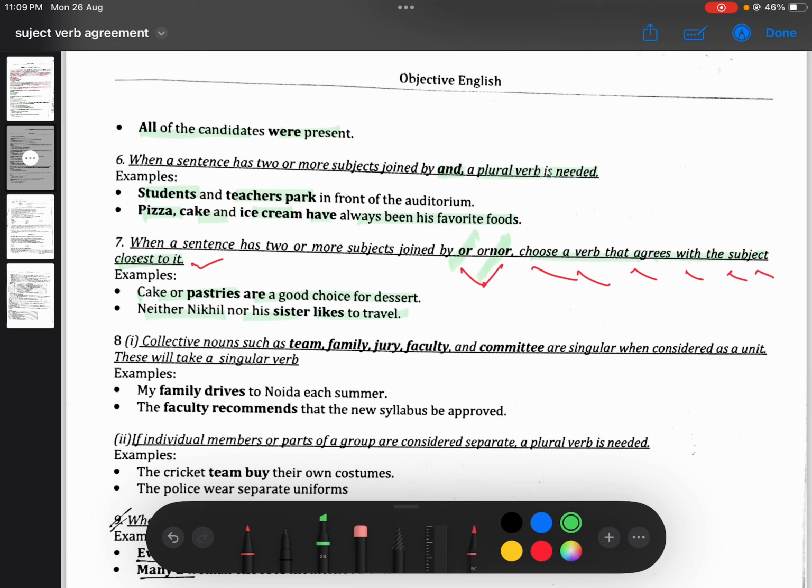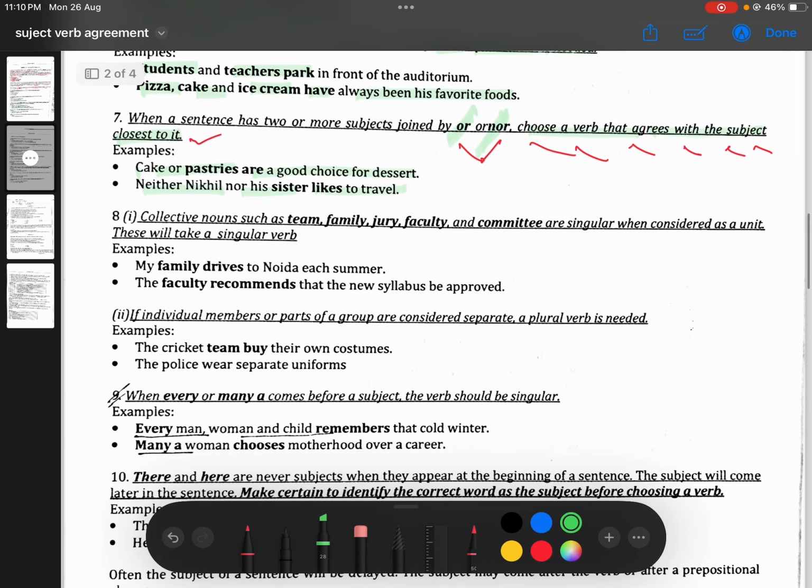Now next, collective nouns such as team, family, jury, faculties, committee are singular when considered as a unit. So when this is considered as a unit, it will take a singular verb. For example, my family drives to Noida each summer.